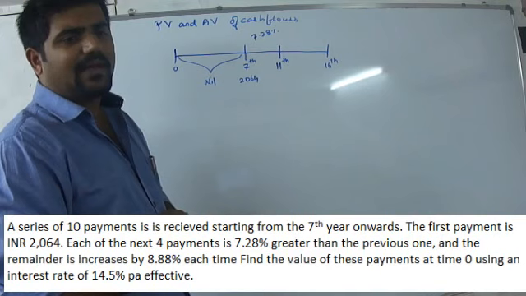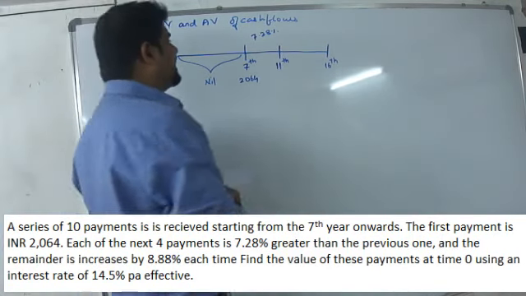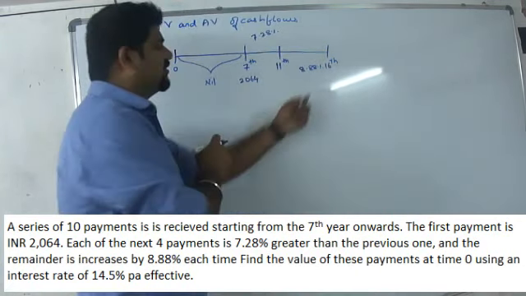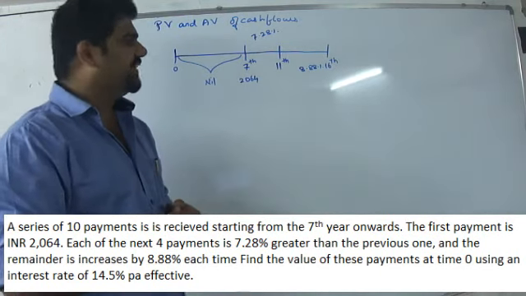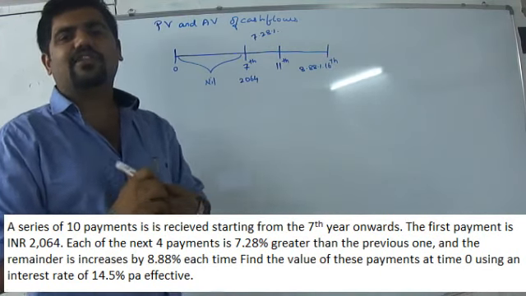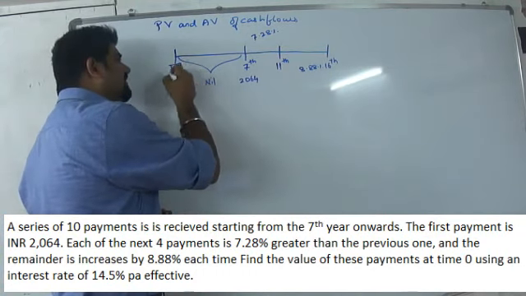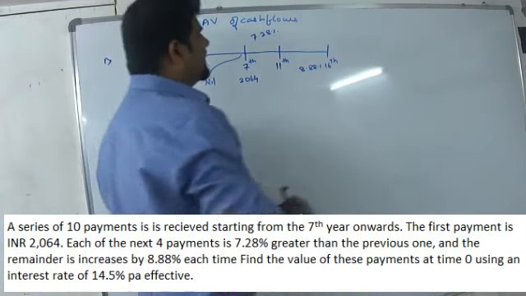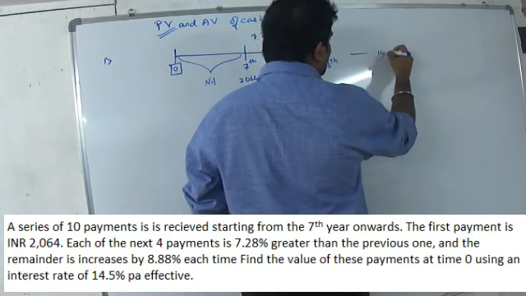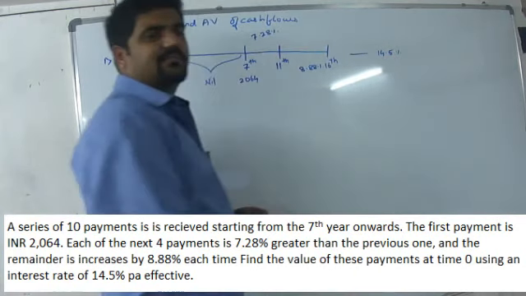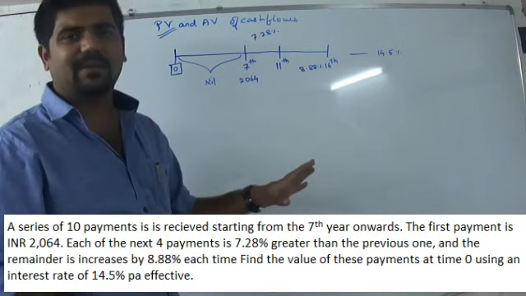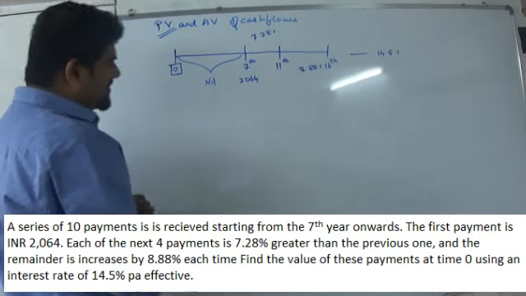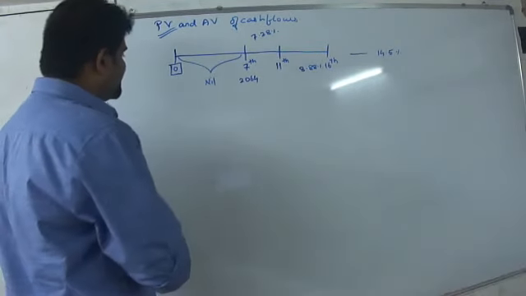Okay? And the remainder will increase by 8.88%. It will increase by this margin in the remaining 5 years. Okay. Find the value of these payments at time t equal to 0. What are they asking you to find? They are asking you to find the present value. And they have said that the interest rate applicable is 14.5% per annum effective. Effective means the interest rate will be applied only once for one measurement period. Let's try to see how the equation charts out for this sum.